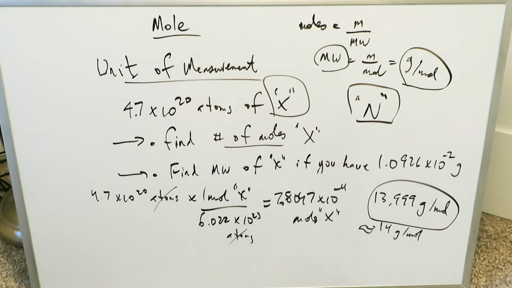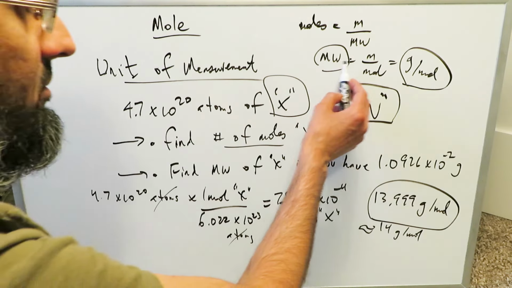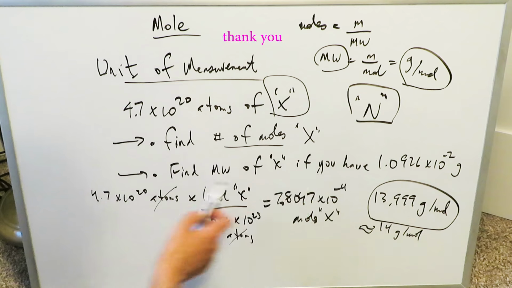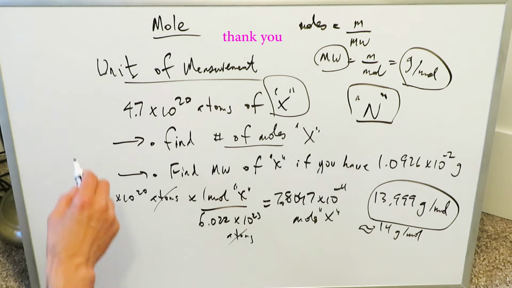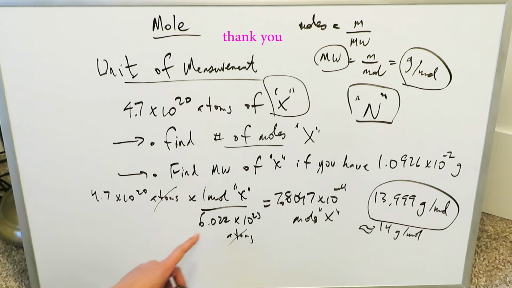Remember, again, what we've talked about, unit of measurement. Moles is always mass divided by molecular weight. The units of molecular weight are grams per mole. And everything I've talked about, the Avogadro's number is always 6.02 times 10 to the 23. You can utilize that as a very good factor in these type of calculations.